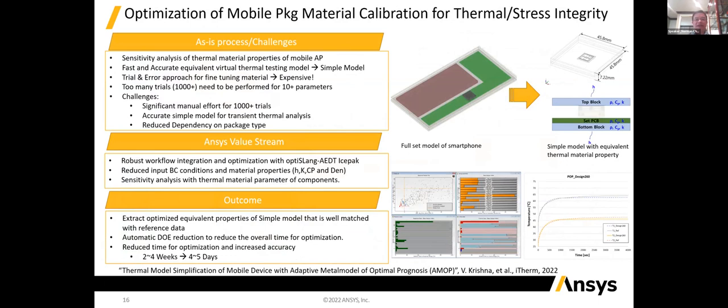So this is a mobile processor, and they simplify the change in temperature derivation based on the thermal material properties for the packaging and the PC board. So we are looking at the input parameters, including the HTC, the thermal conductivity, the chip heat capacity, and the density of the material.